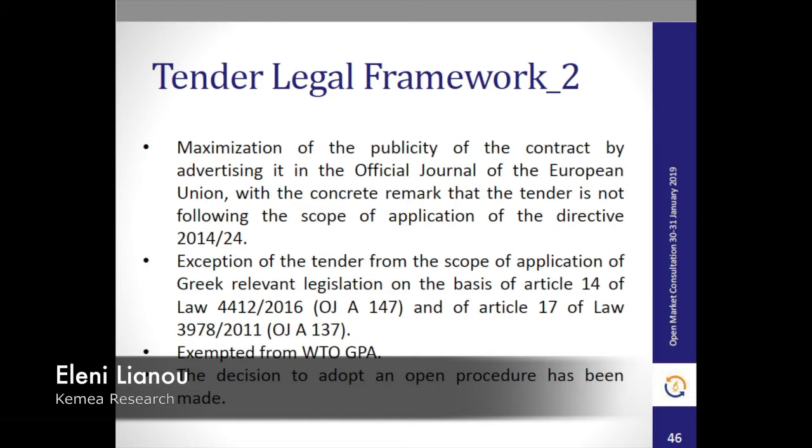As Maria mentioned before, our procurement is also exempt from the WTO GPA, and we decided as a consortium to follow and to adopt the open procedure, so as to have an open process, open to all.